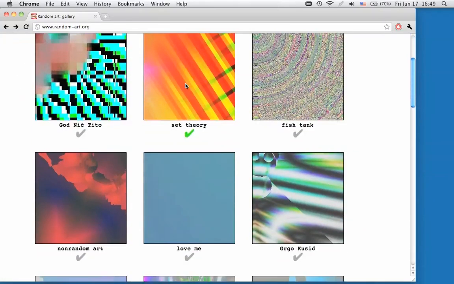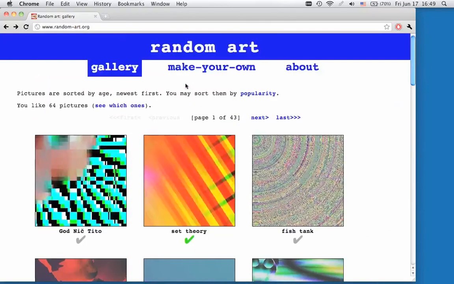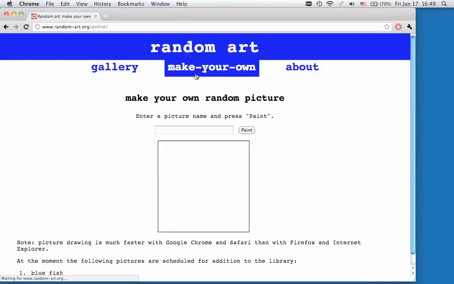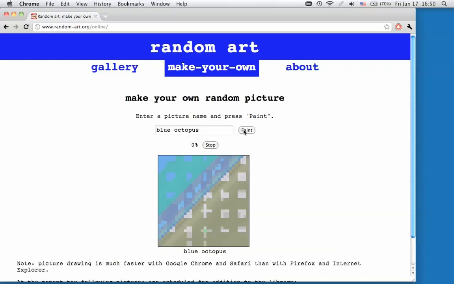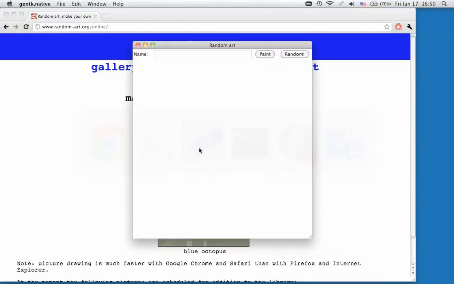Visitors come and visit the page, and they suggest a picture name, for example, blue fish or blue octopus. The program uses the title as a source of randomness from which it generates an image. As you can see now, it's computing the image in high resolution. It's fairly slow because this is running in the browser. There's a native version which works much faster.